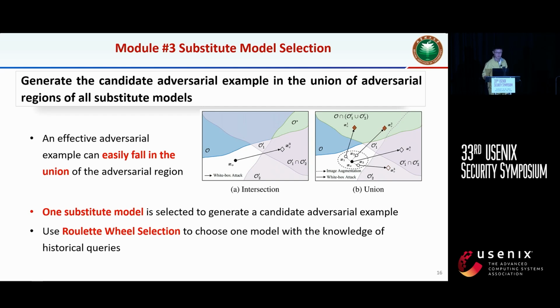And also we have the third module, the substitute model selection module. We argue that the previous transfer-based studies only generate a candidate adversarial example in the intersection of adversarial region. But we claim that the union of adversarial region should be used to obtain white box perturbation. Additionally, we apply the roulette wheel algorithm to select the substitute model and dynamically adjust its probability of being selected during the attack.